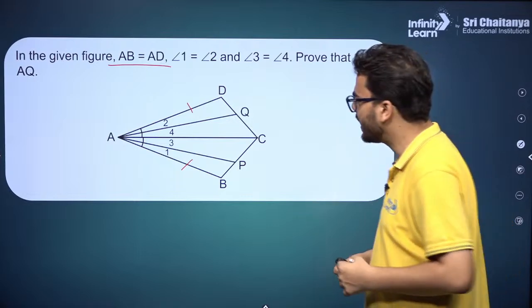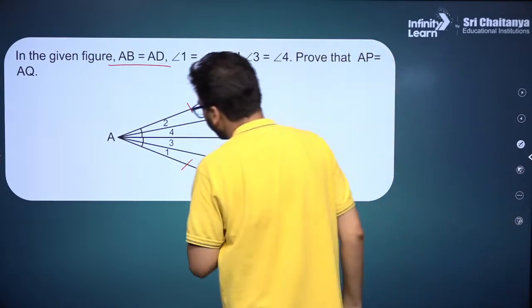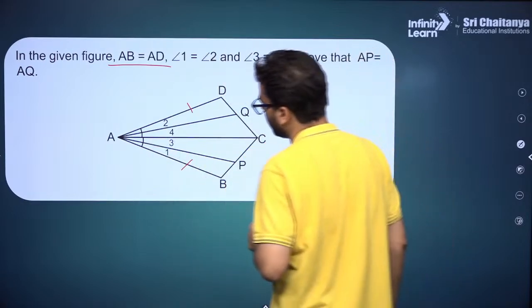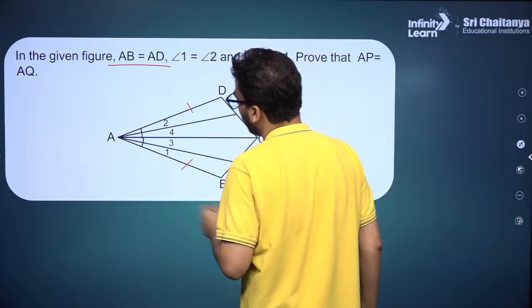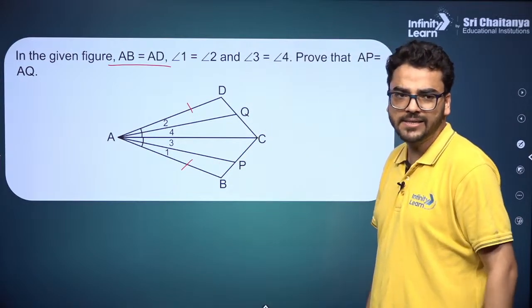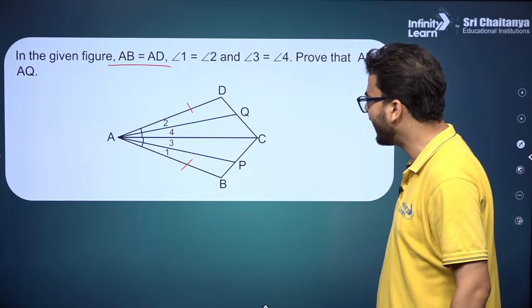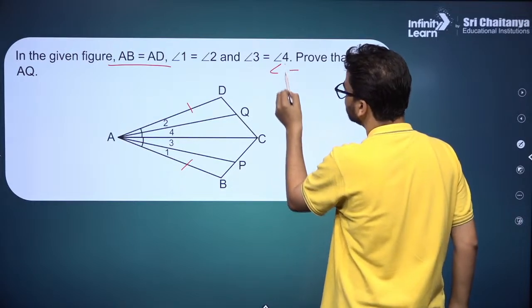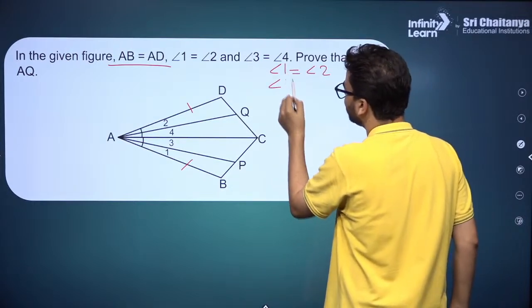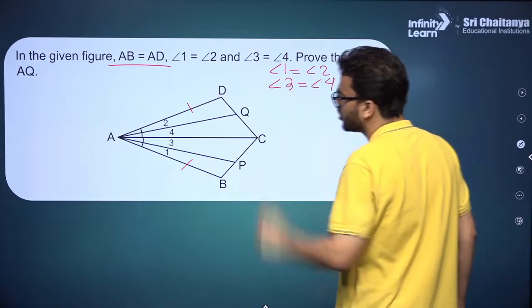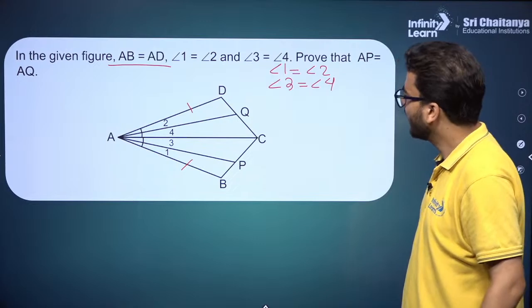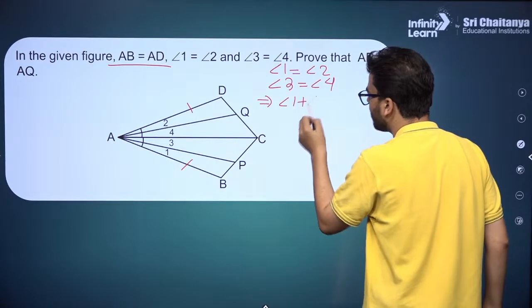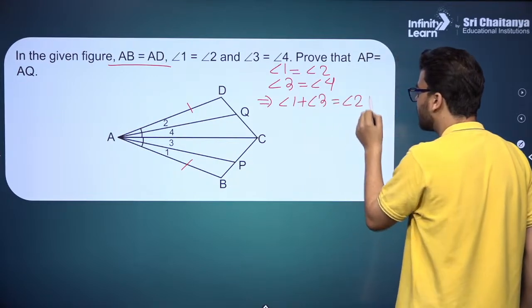So over here, AB is equal to AD is given to us, right? And 1 is equal to 2 is given. And 3 is equal to 4 is given. So basically, can I add these equations, guys? Obviously, I can add these equations. So I will get 1 plus 3 is equal to 2 plus 4 over here.